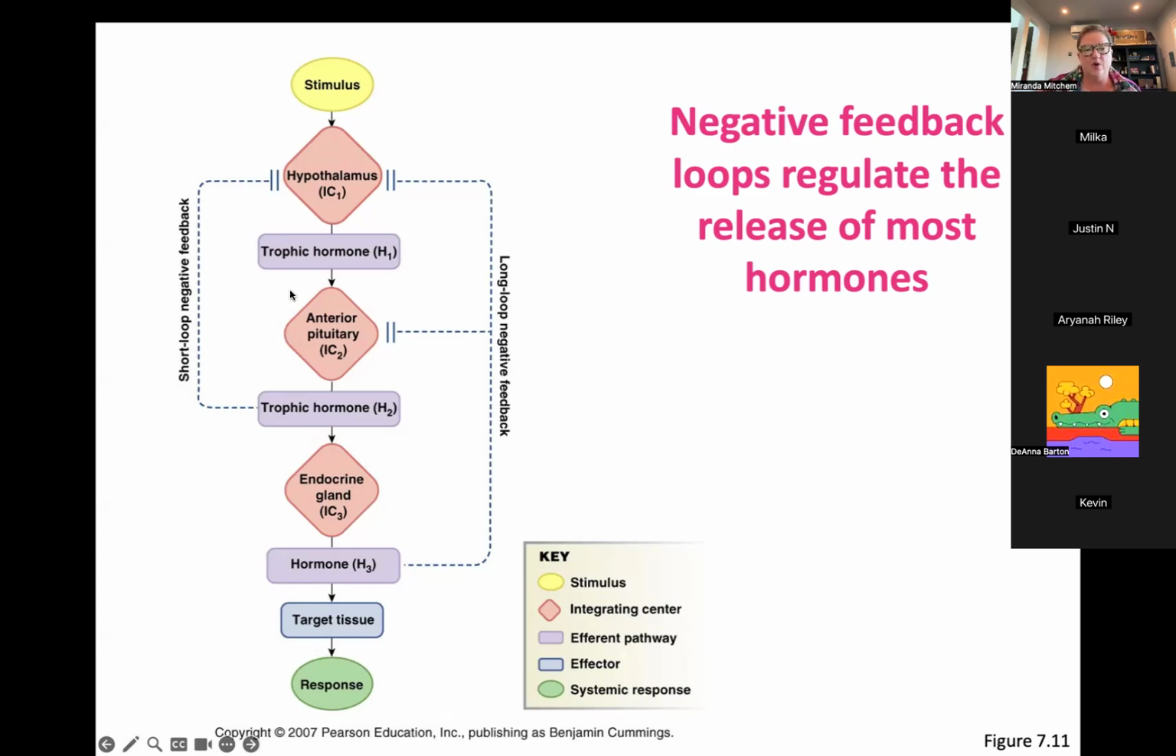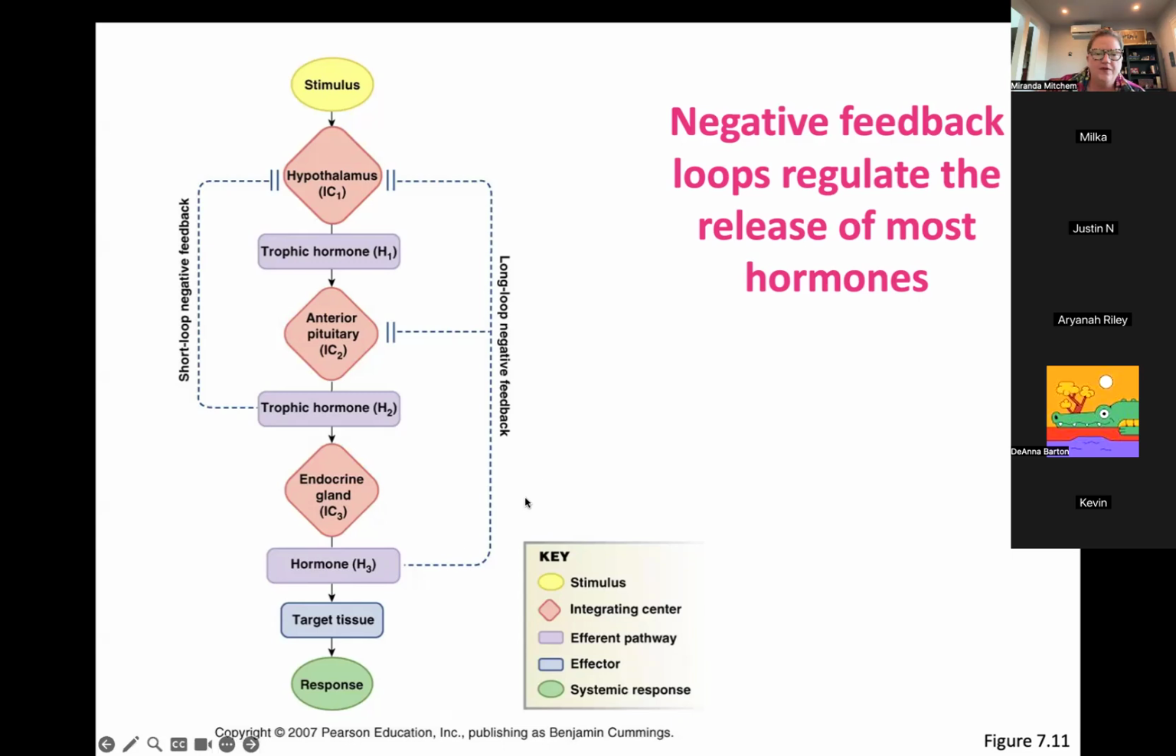So the first two hormones in this pathway are considered trophic because they're influencing the release of another hormone. Hormone 3 is not trophic because it doesn't have an integrating center that it's working with to produce another hormone. So we've got 2 trophic hormones in this pathway and 1 non-trophic hormone.